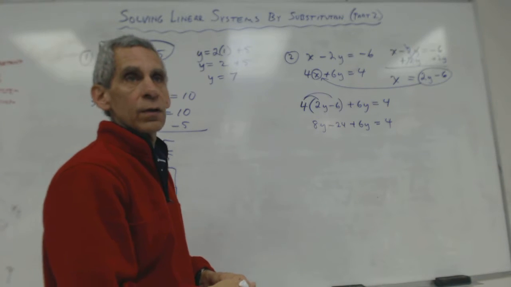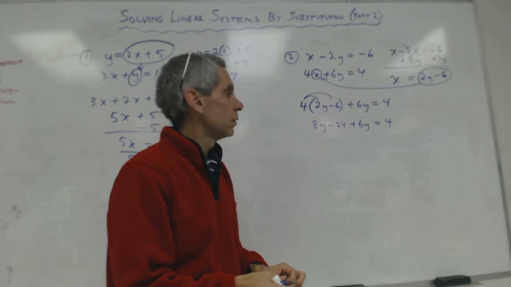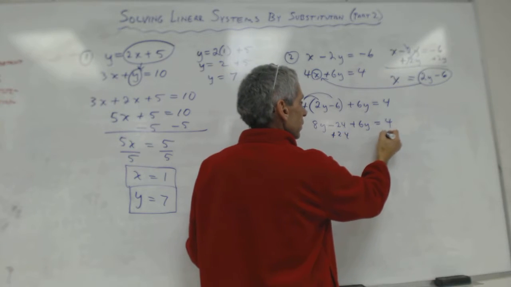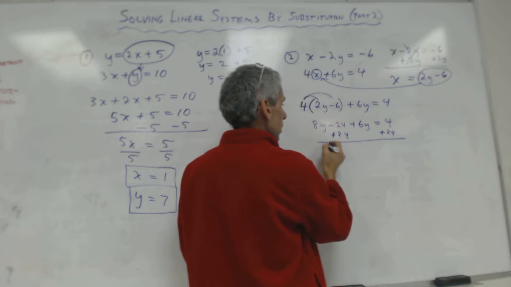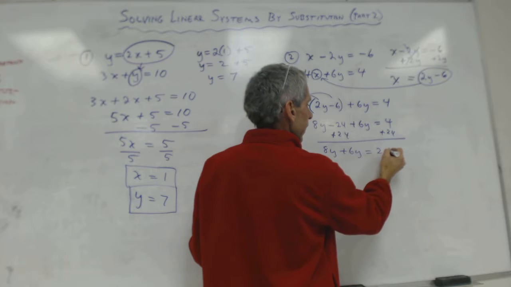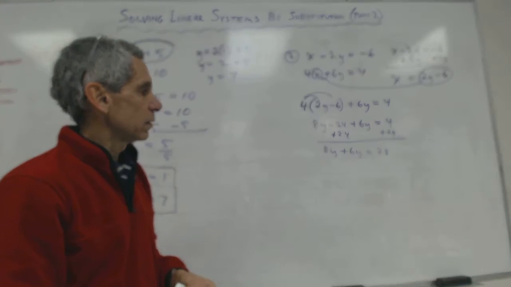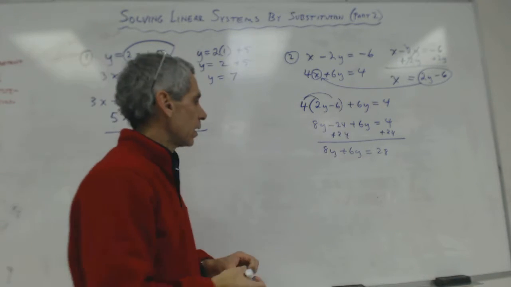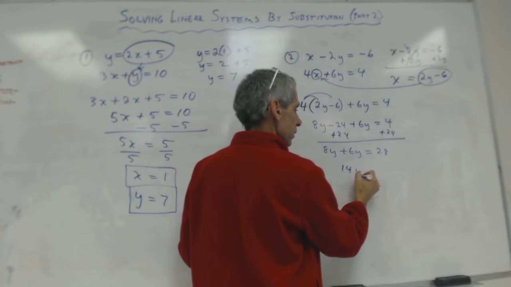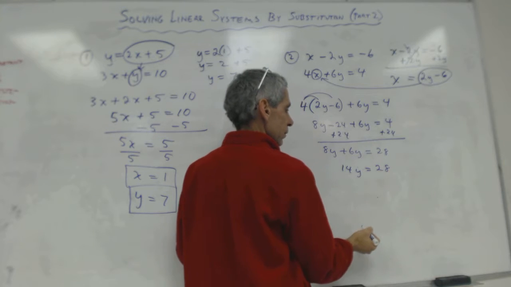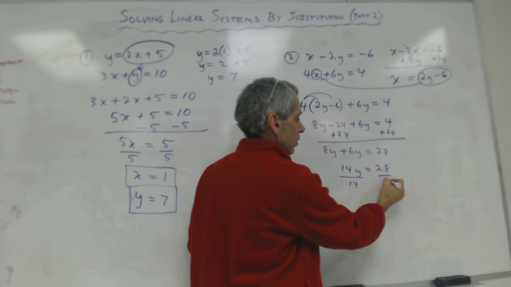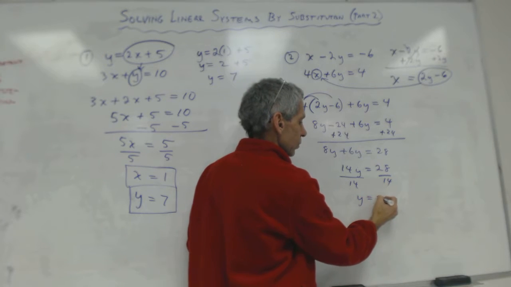All right, so what would you do now? Add 24 to both sides. Okay, that's fine. So I've got 8y plus 6y is equal to 28. You could combine like terms, which are 8y and 6y, right? So that's 14y is equal to 28. Now, just divide by 14, and get y equals 2. Good. y is equal to 2.